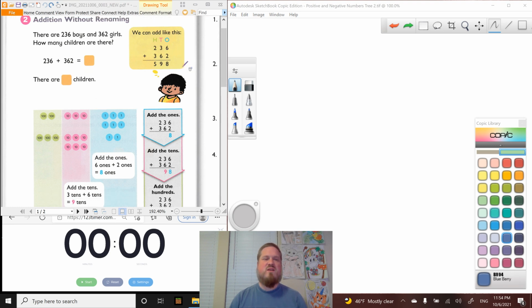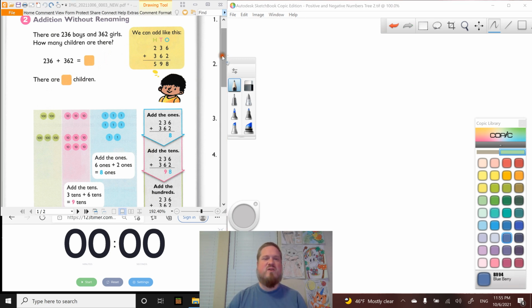And here's the process. So 598, that's the answer. 500, let's see, 598. Oh, I didn't write very good. So there are 598 children, right? I'm getting rid of this messy writing that I made.